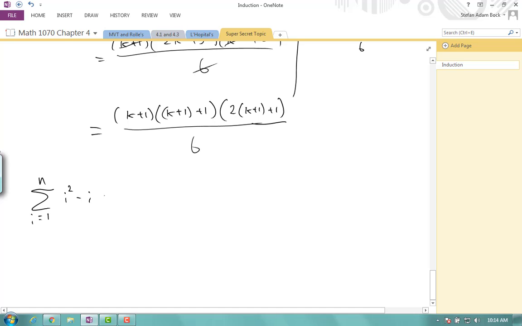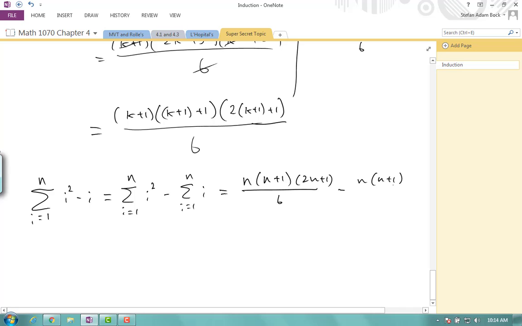squared minus i, this is actually the same thing as the sum of i squared minus the sum of i, which is equal to n times n plus 1 times 2n plus 1 all over 6 minus n times n plus 1 all over 2. Now, if you really wanted, you could do this with induction separately, but it would involve a little bit more work when you do the induction step.